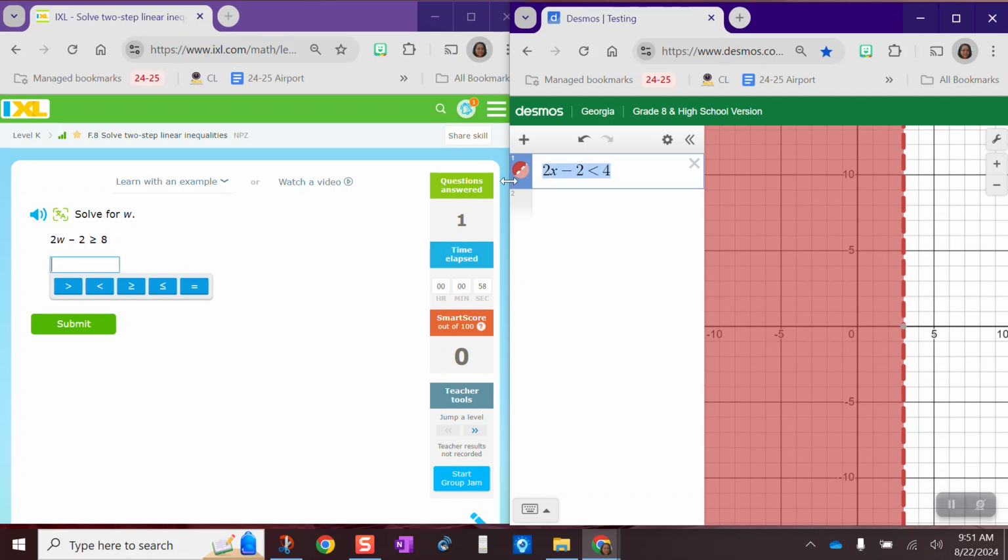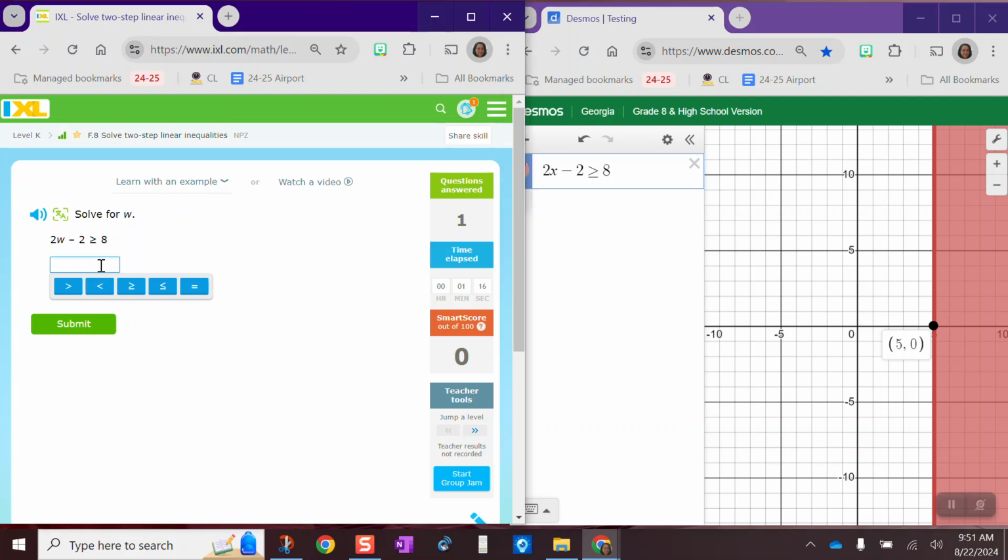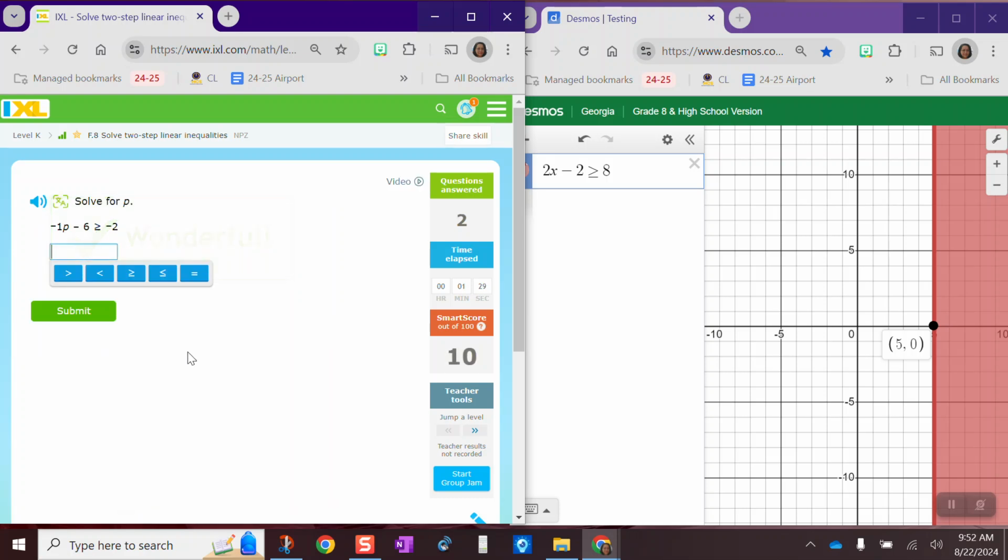Here we go, 2w minus 2 greater than or equal to 8. Oh, it doesn't like w, so we're going to have to do x. All right, it's a solid line, and it's all the numbers that are bigger than 5. So w is greater than or equal to this one. You got to click on the little box, I guess. 5. Crossing our fingers? Yes.